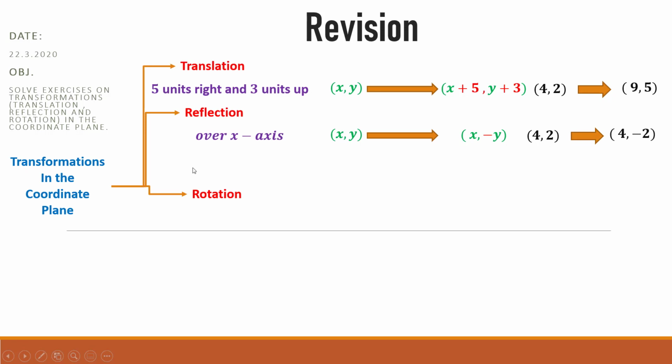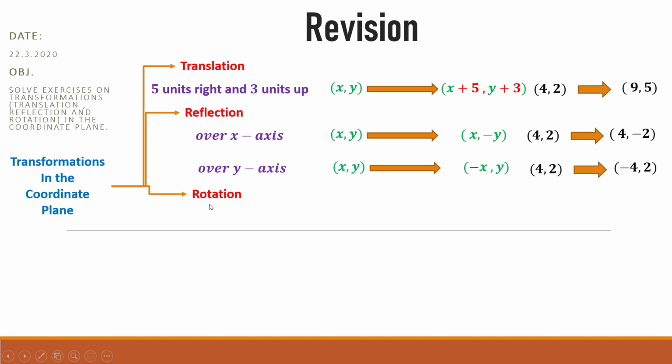And if we have reflection over y-axis, for any point x and y, just opposite x. So for any point 4 and 2, just opposite 4, it will be -4 and 2. So here we have over x-axis, just opposite y, over y-axis, opposite x.